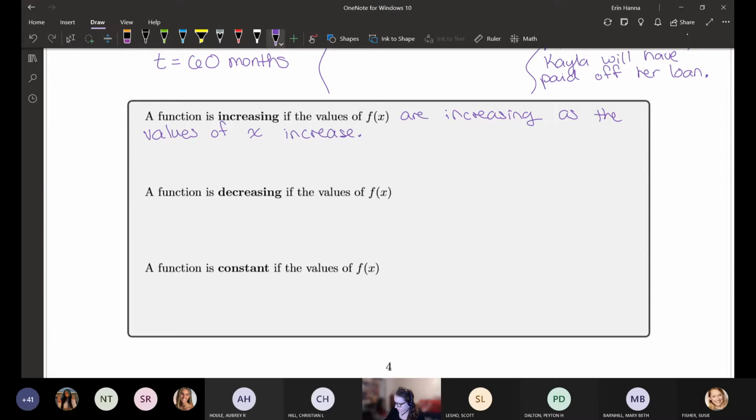So, we've got a couple options. You could just have a straight increasing line. It could slope a little bit in a couple different directions, as long as essentially the y values are getting larger as you're moving from left to right.